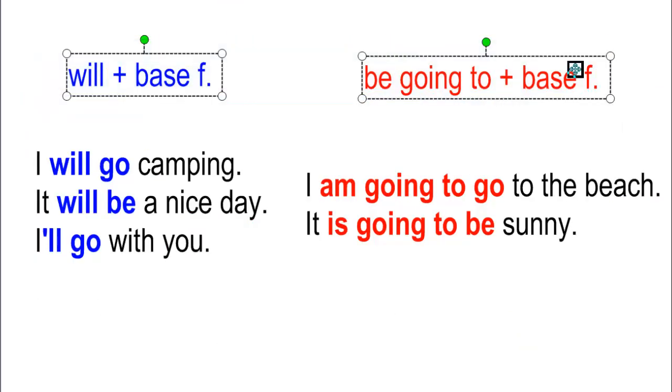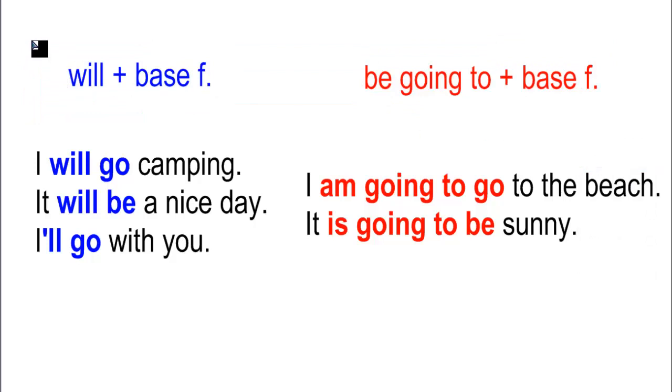Please remember, talking about the structure. When you use will, you have to use the verb in what form? Base form, okay? And the same thing with be going to. You have to use be going to and the verb in base form. An important note about be going to. You have to use be, but please remember that you have to use the correct form of be. I am going to go to the beach. It is going to be sunny. Okay, so don't forget, please, you have to use the correct form of the verb to be in each case.